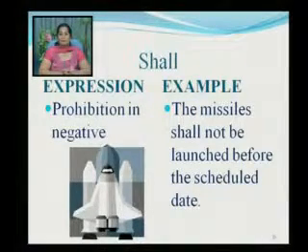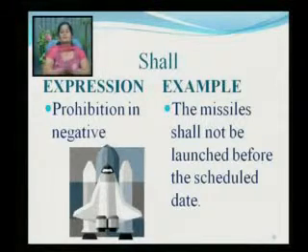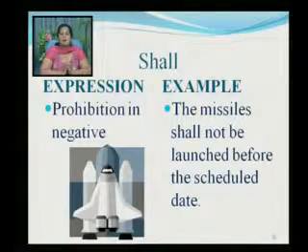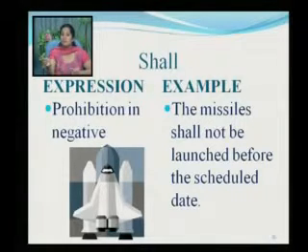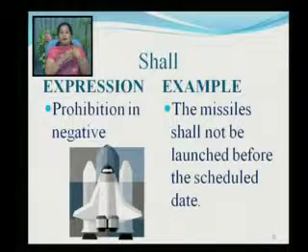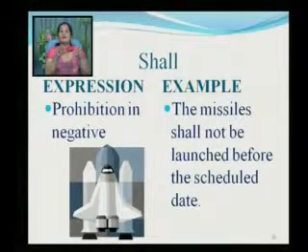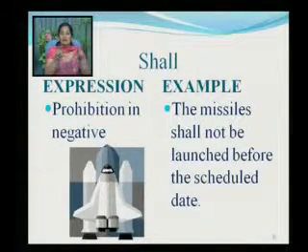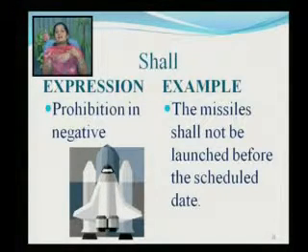Prohibition in negative. What is the picture showing? Missiles. Right. The missiles shall not be launched before the scheduled date or scheduled hour. Now here there is a prohibition. How? It should not be, it shall not be. There is a negative word called not. In a sentence, when you have a negative word like no, not, none, neither, nor, all these words make a sentence negative. Here it has been prohibited in a negative way.